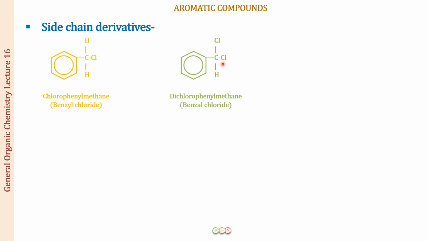In the next, from the toluene, we have replaced two hydrogens with two chlorines. So the name of the compound becomes dichlorophenylmethane. And in the next you can see over here, we have removed all three hydrogens of the toluene methyl group and we have replaced them by chlorine. So this becomes trichlorophenylmethane.